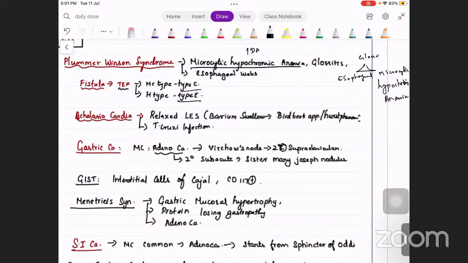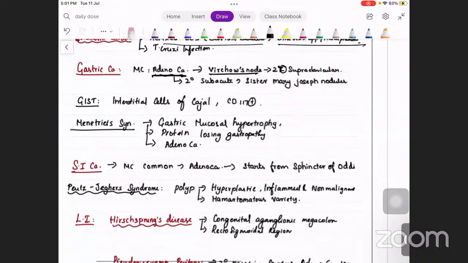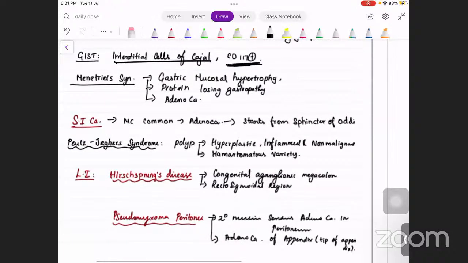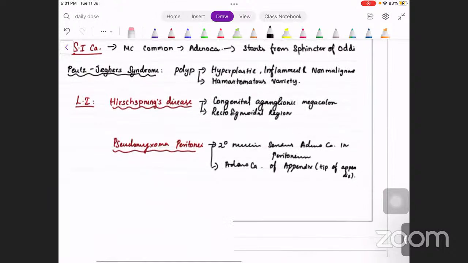Then fistula: most common type is type C. H type is type E. You have to remember, very, very important. Achalasia cardia, relaxed LES with the bird beak appearance or Hurst phenomenon. Gastric carcinoma, most common is adenocarcinoma, and Virchow's node you may see. And gastrointestinal stromal tumor, where you see the interstitial cells of Cajal, with CD117 positive. And then Menetrier's syndrome, which is associated with adenocarcinoma.